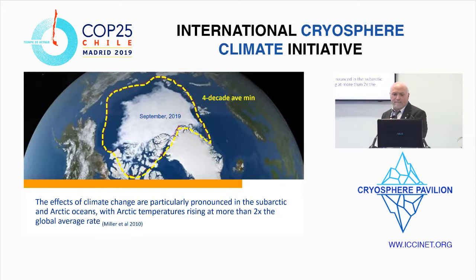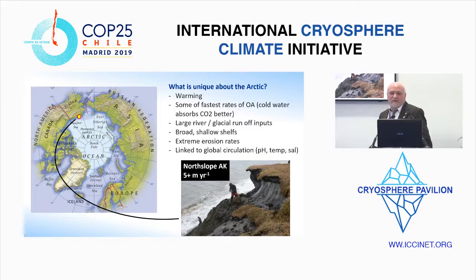As we've heard from our previous speakers, I just have a quick summary on this. What is unique about the Arctic? Well, we know warming is accelerated. Some of the fastest rates of ocean acidification, and we know that just simply because cold water absorbs CO2 much better. This is something that Helen mentioned. We have some of the very large Arctic rivers discharging both sediment and fresh water into the Arctic. The work of Milliman and Stavitsky and many others have shown that with a changing climate, the sediment load coming into the Arctic and the carbon load has changed dramatically. And this obviously is going to have impacts to people interested in looking at change in the carbon cycle.